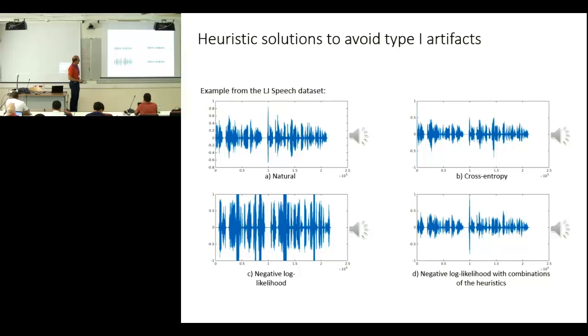And before, I played you that with the noise. This is the natural, this is with cross entropy. Now, if we apply a combination of the previous heuristics, I produce this one, which is much better than this one. Let's listen to this.